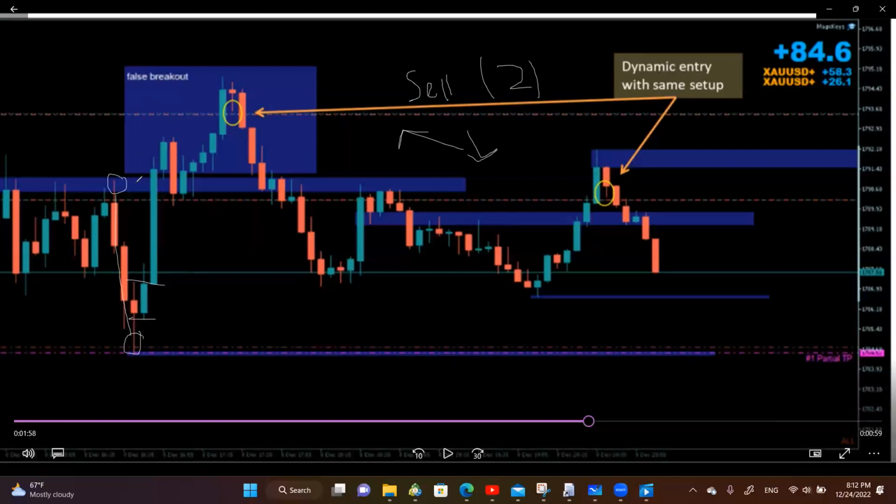This is a tradable move. I did not take it. Why? Because I think I was not on the chart, or I don't know. The price was somehow not moving in a very sustainable way.